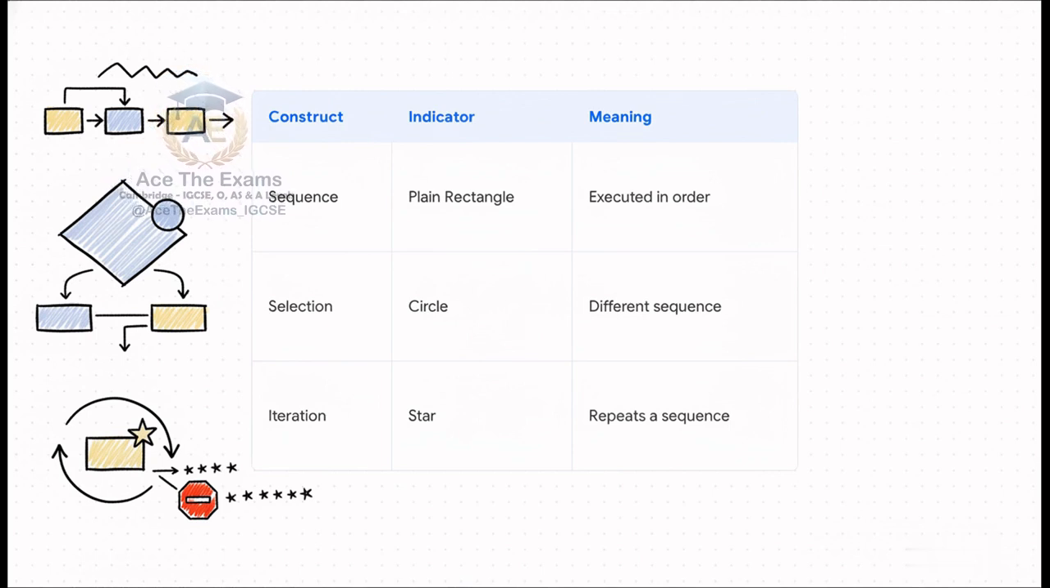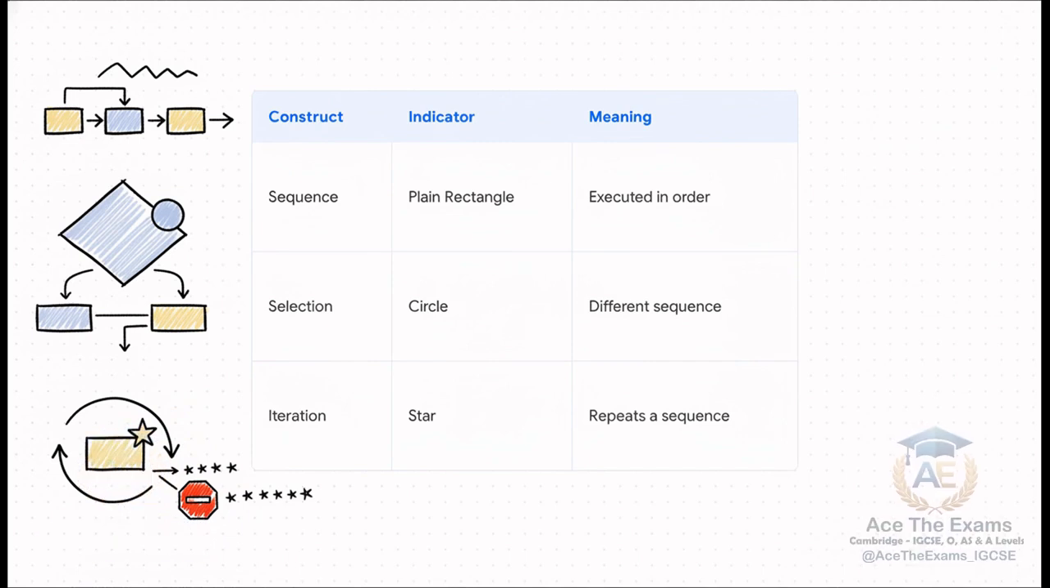Remember our student Sam from earlier? Sam rushed and completely forgot to draw the star for the loop. Because of that one tiny missing symbol, the examiner couldn't award the iteration marks. Just remember, whenever you use that star, your iteration always needs an exit condition to avoid becoming an infinite loop.